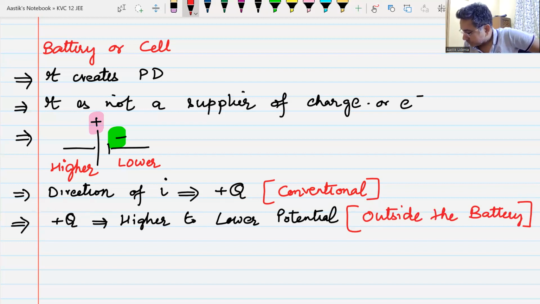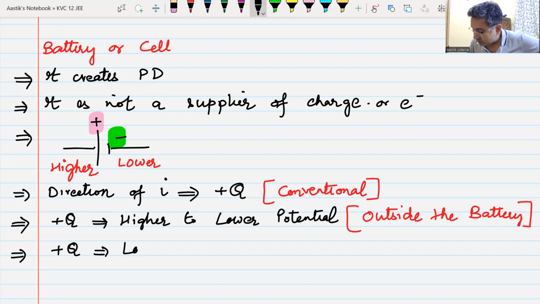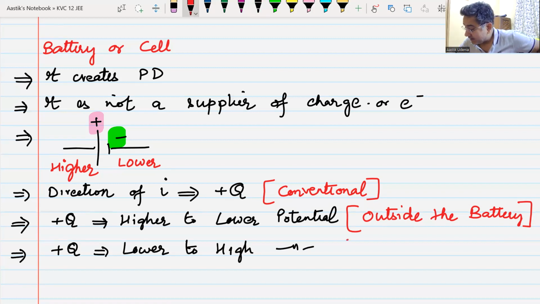Understood, sir. And what is happening inside the battery? Inside the battery, from lower to higher. Inside the battery, when you look, you will find that positive charges are flowing from lower potential to higher potential. That is what is happening inside the battery.